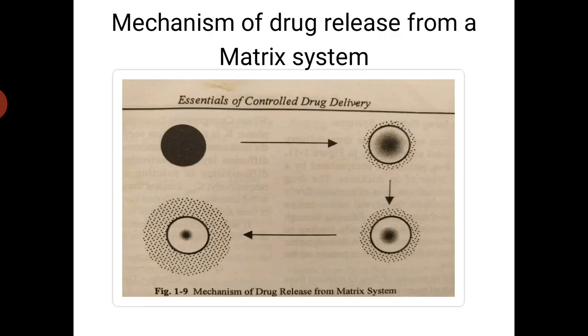Now, this is the mechanism of drug release from the matrix system. The first one, the darker one, is a pure matrix system. In the solution, initially it releases a little amount of drug. Then again, a little amount of drug with some matrix polymer. Finally, it releases more amount of drug with the matrix material. So as time proceeds, the amount of drug in the core is getting reduced, and more drug has gone outside the delivery system, into the environment of the delivery system. So this is the mechanism of drug release from a matrix system.